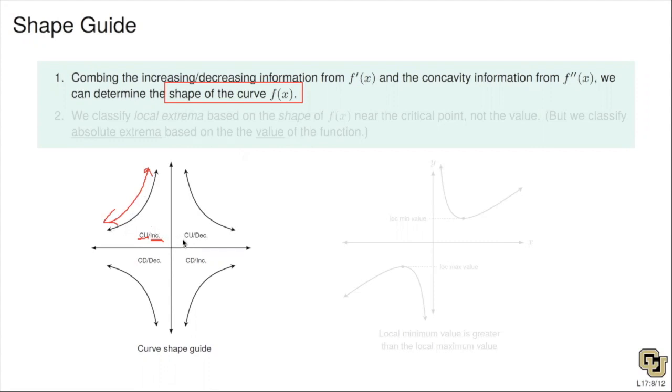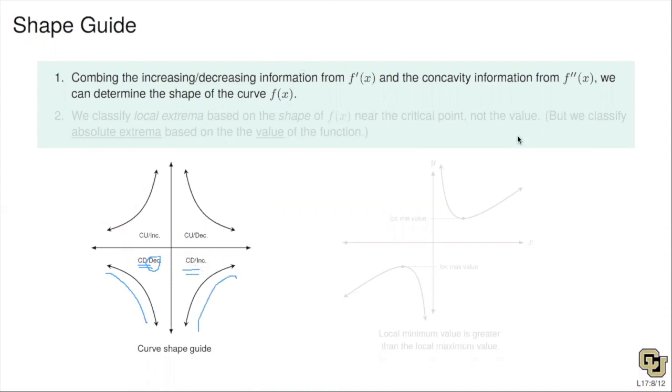If you have a curve that's concave up but decreasing, then the only possible shape is it has to look like this. There's no other way to be concave up and decreasing if you look at left to right. Similarly, if our curve is concave down and decreasing, this is the only possible orientation. And if it's concave down and increasing, this is the only orientation.